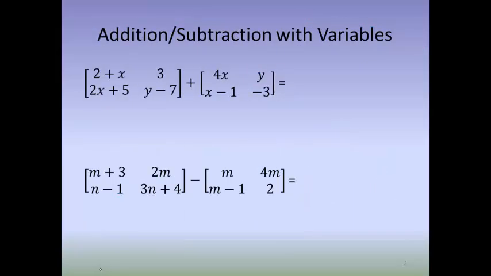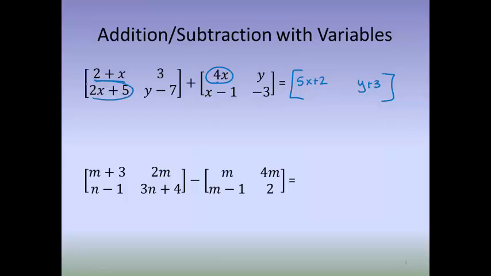Alright, next examples. Here we're going to be adding with variables. There really isn't a difference in this except that we're combining like terms more or less. So I'm going to go ahead and do the first one with you, and then I'll give you guys some time to try the second one on your own and reveal the answer. In the first positions, I'm adding the 2 plus x to 4x, so that gives me 5x plus 2. In the second one, I'm adding y plus 3, or 3 plus y. You can write it in either order.